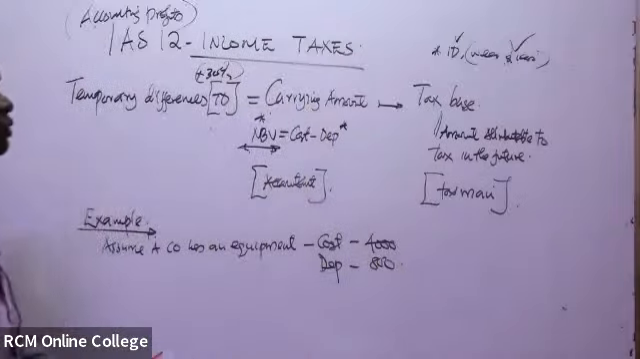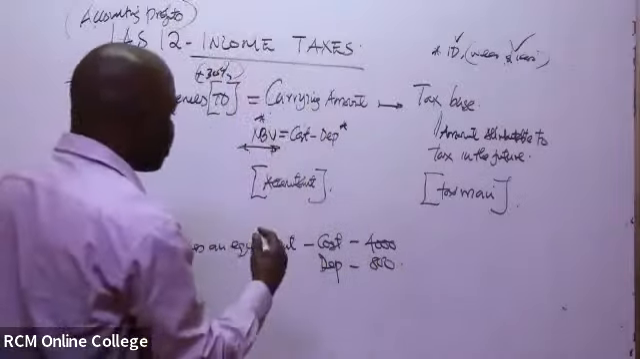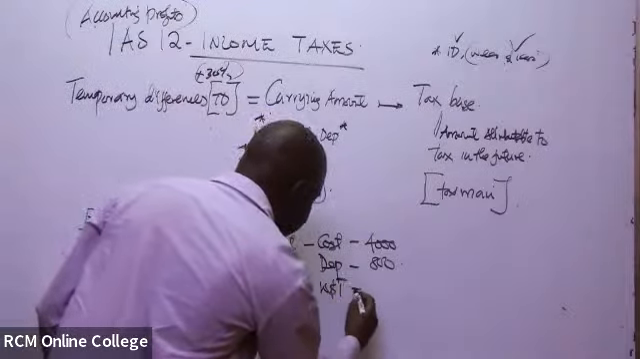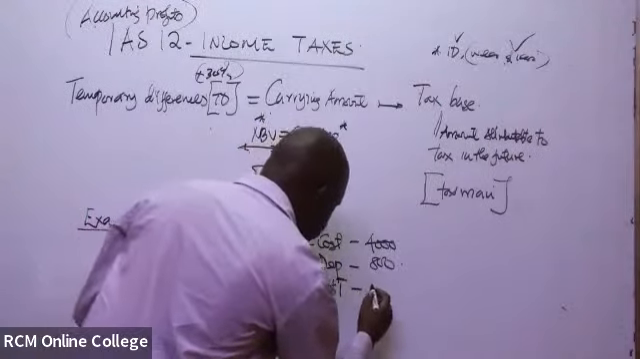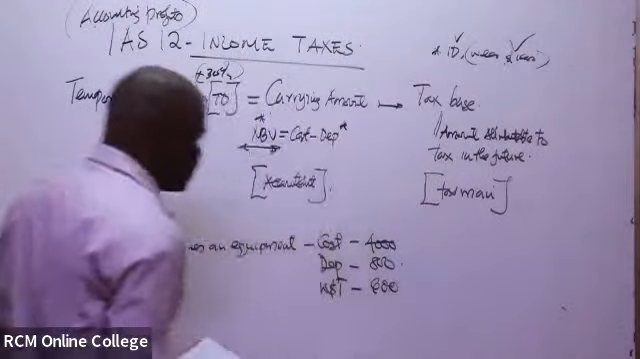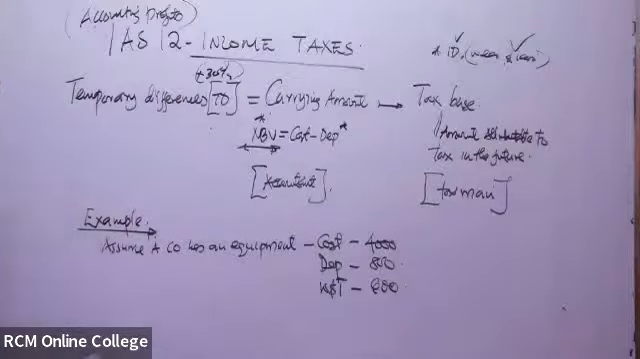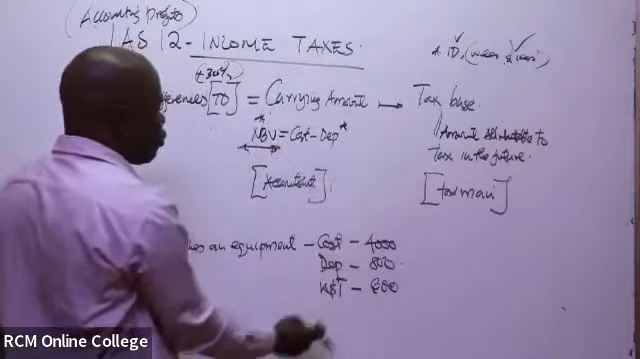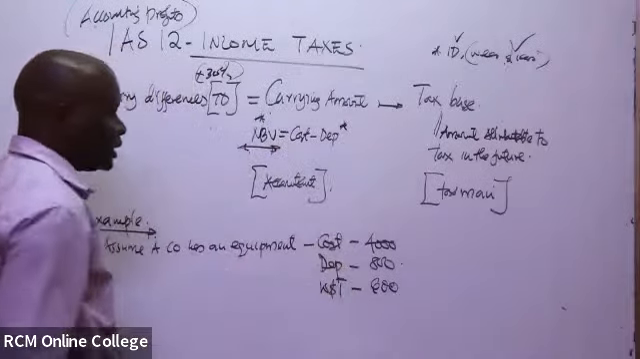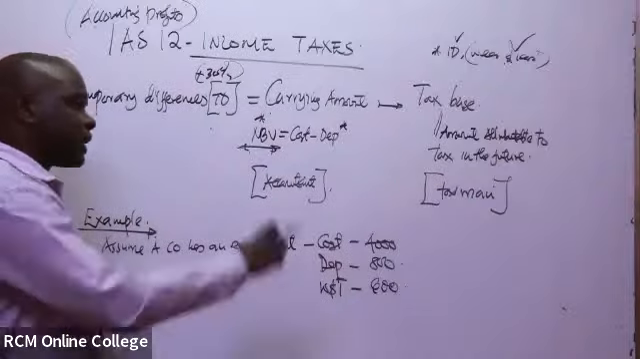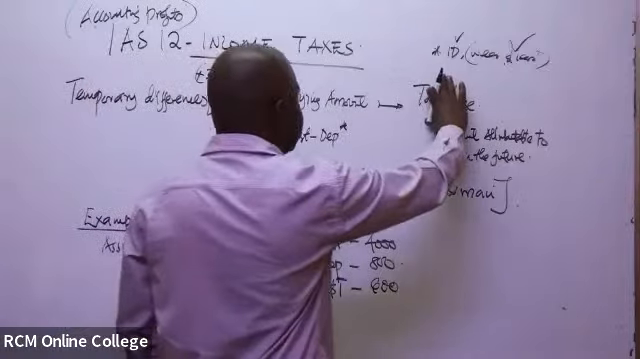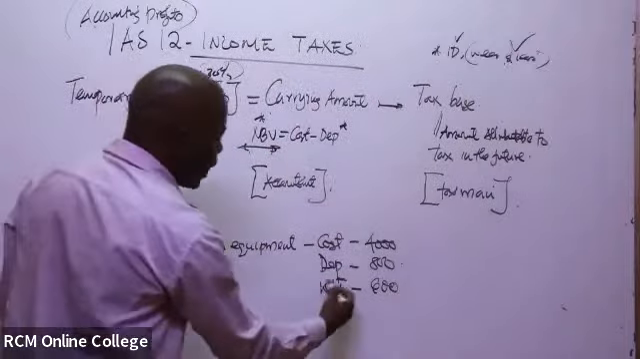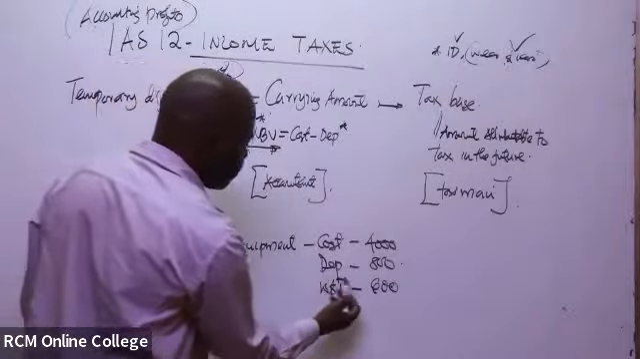But of course, on the side of the taxman, he normally considers wear and tear. So the wear and tear, let's say, is maybe 600. Exactly 600. So it means that for us to determine the carrying amount, we'll take the cost minus the depreciation. But to determine the tax base, what the taxman would have considered, we'll take the cost minus the wear and tear, because depreciation is not considered by the taxman.